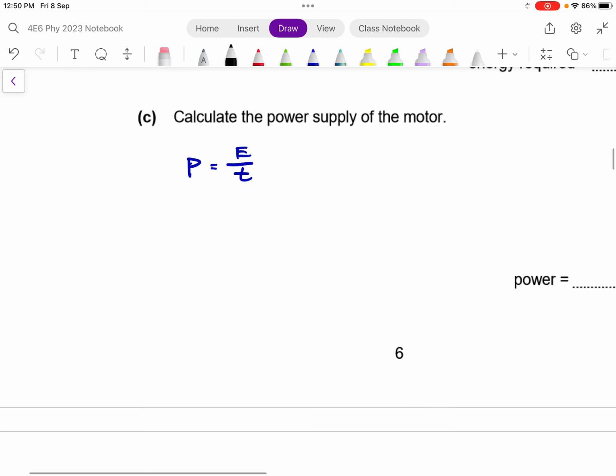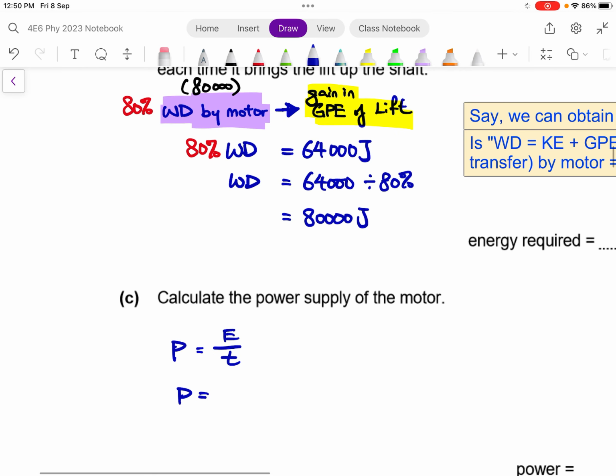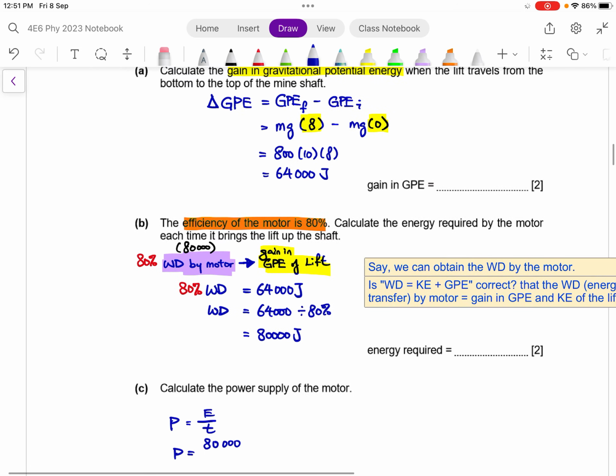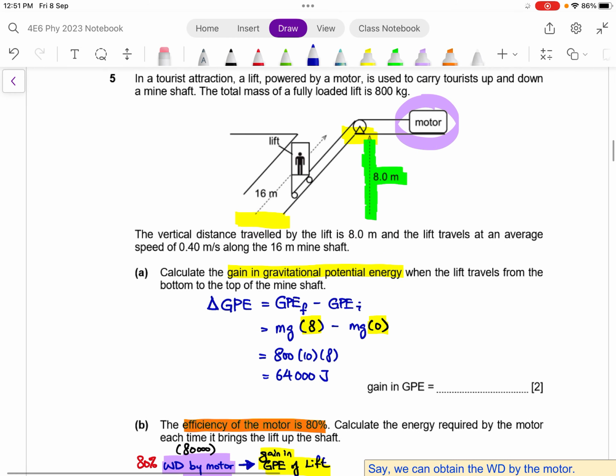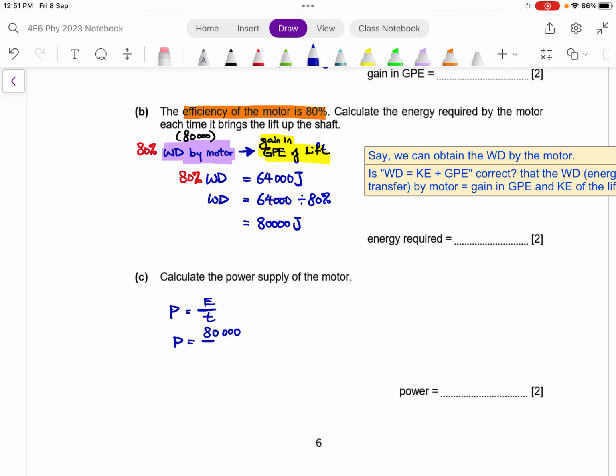right? So because of that, power of the motor, the E stands for the amount of energy that the motor produces, 80,000, even though 20% of it is lost somewhere. And it has to keep on supplying for don't know how much time. So we need to find out how much time that the motor need to supply this 80,000 joule.